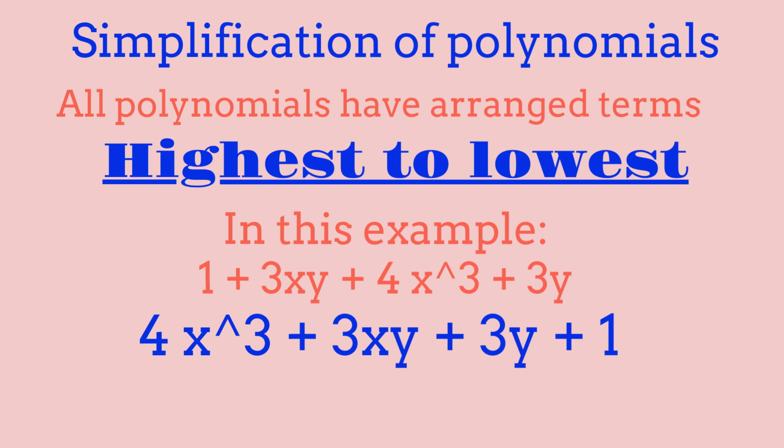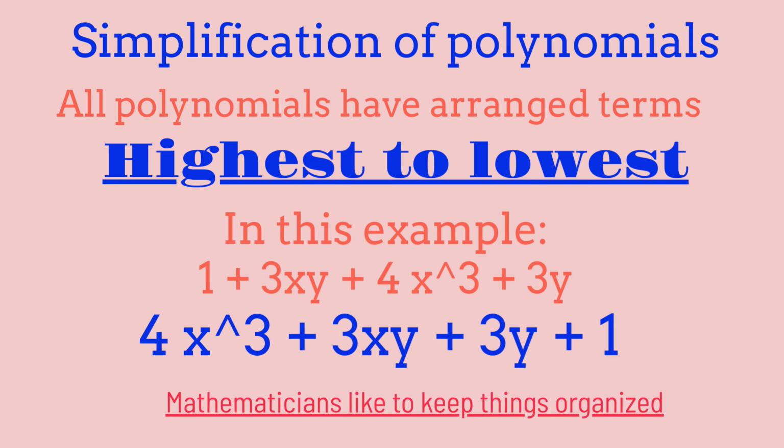So now our polynomial looks like this. We have 4x to the power of 3 plus 3xy plus 3y plus 1. And we like to do this because mathematicians like to keep everything organized.